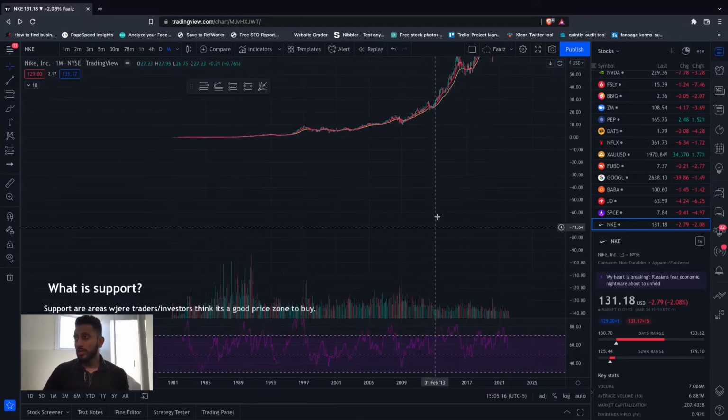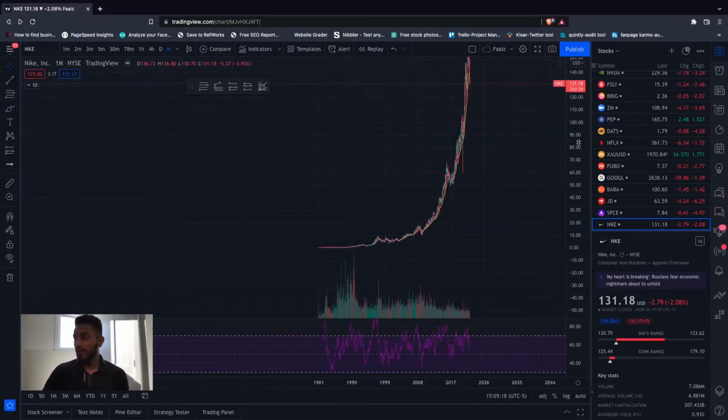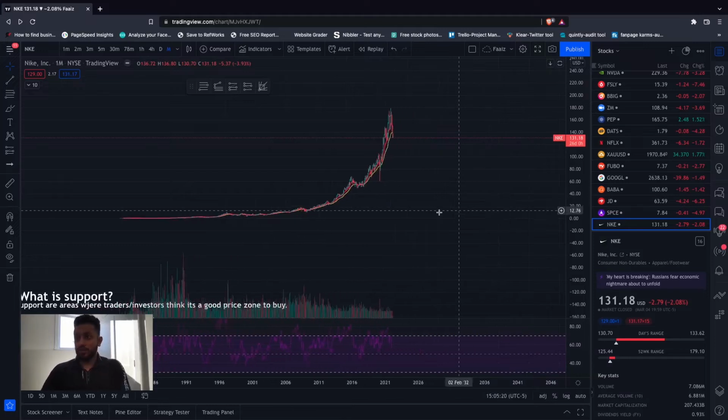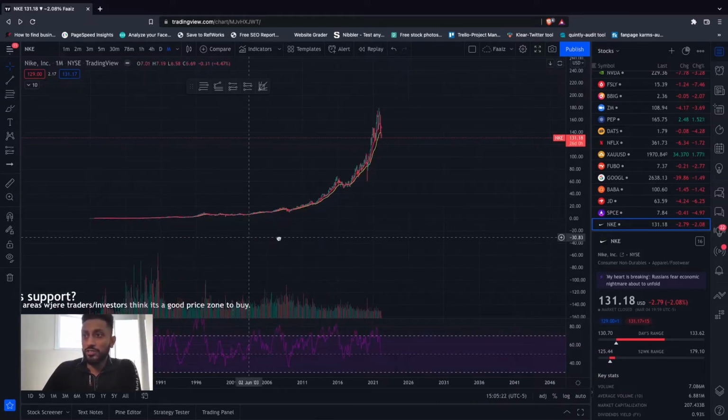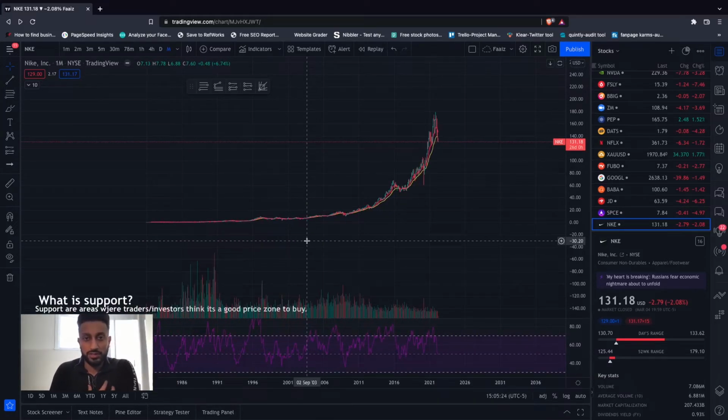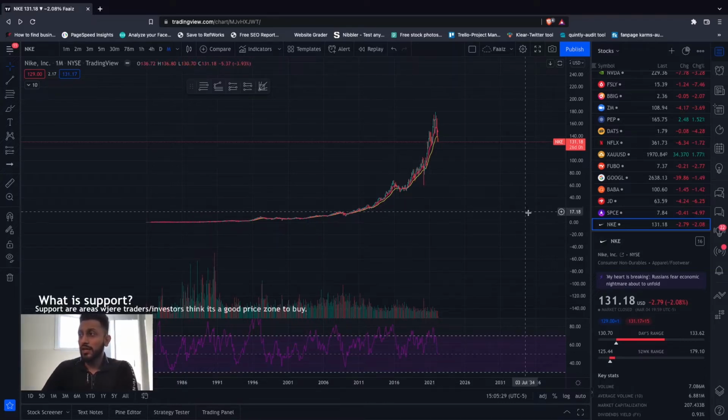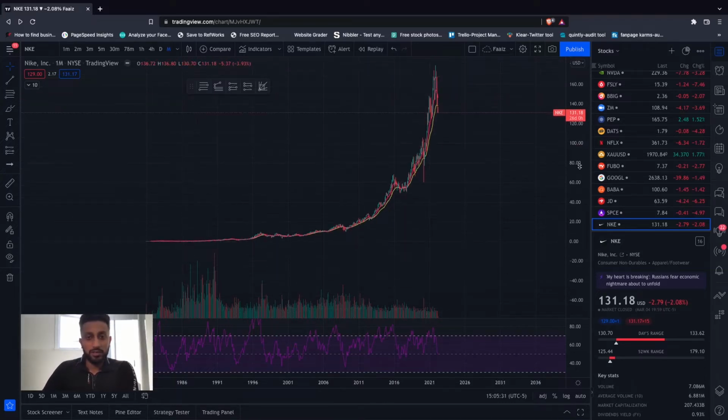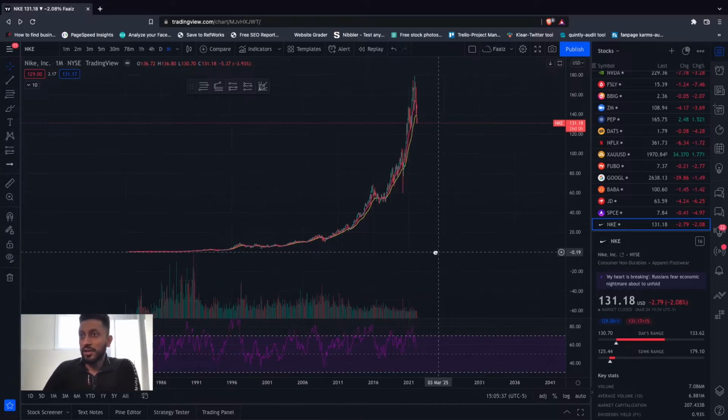So let's look at a few examples. So I have Nike here, okay, and I'm going to walk you guys through my way of making support and resistance. It's not the only way. There's probably hundreds of ways of doing this, but I like to keep my stuff simple. And if you guys want to copy my ways, you're more than welcome to do it. That's why I'm sharing it. And yeah, let's get started.